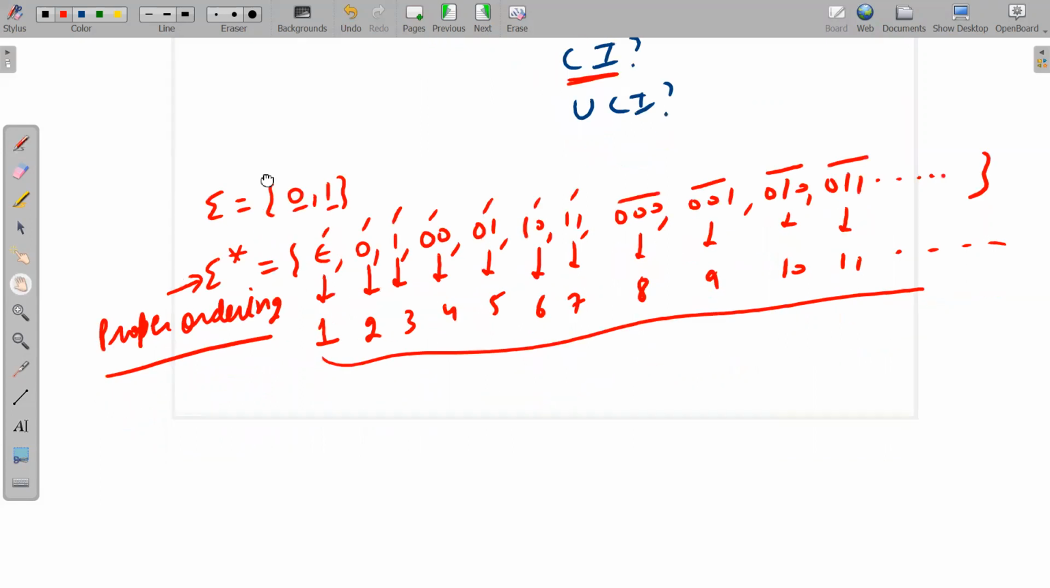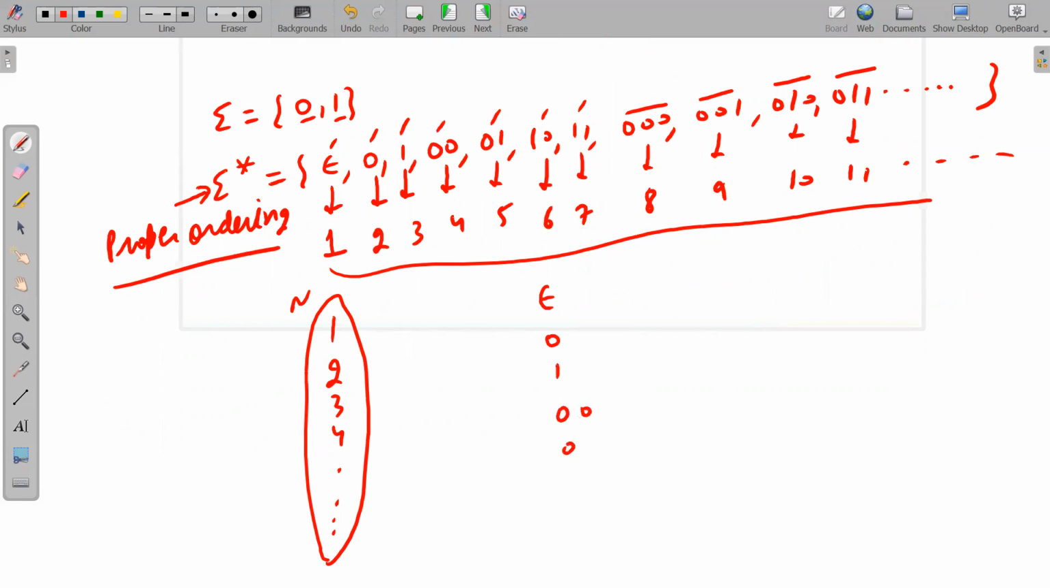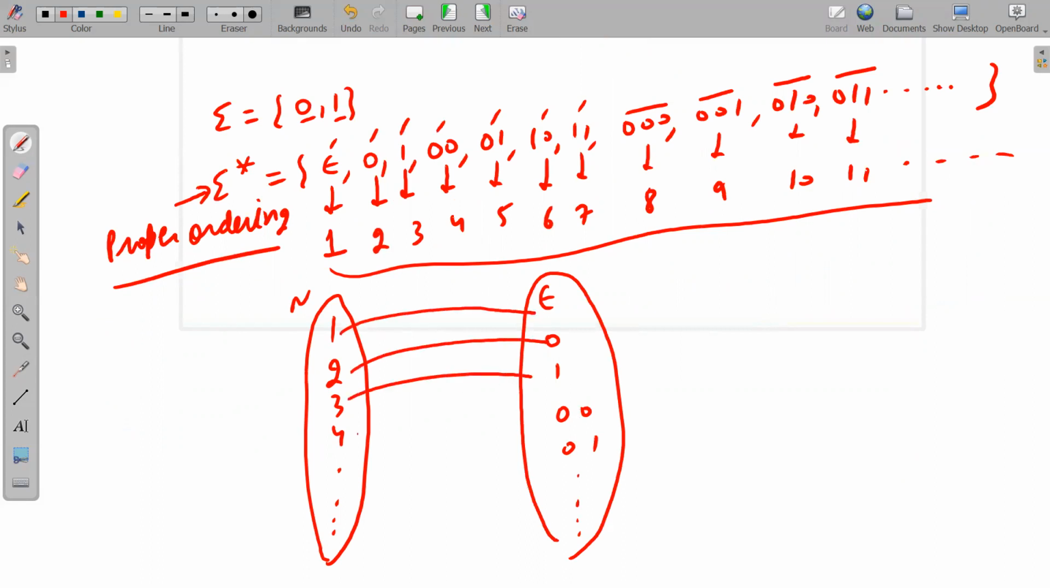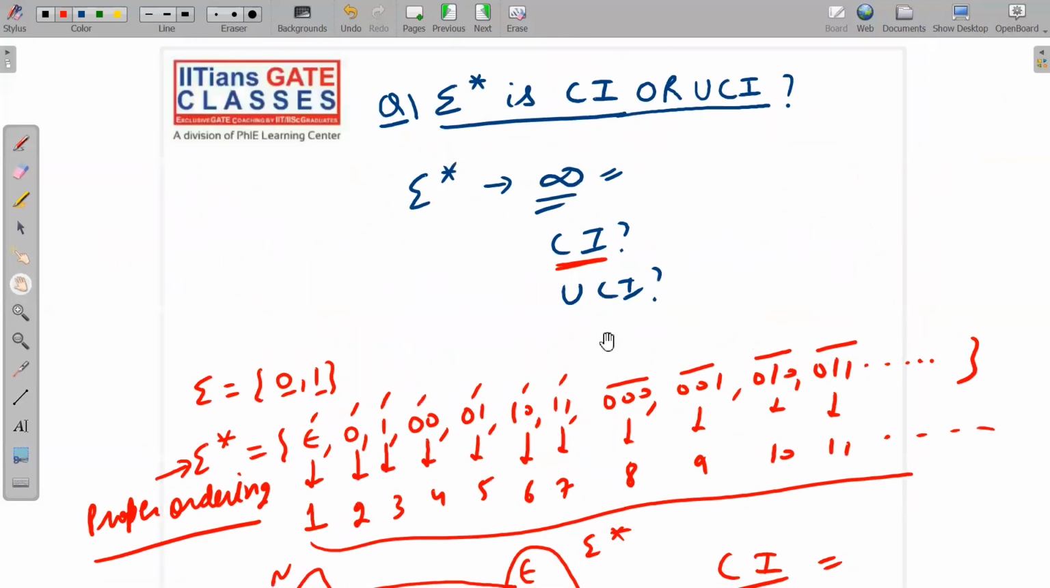Pictorially I can say it like this: 1, 2, 3, 4, dot dot dot up to infinity. This is your natural number set, and your sigma star will be null, 0, 1, 00, 01, and so on. So 1 will be mapped with null, 2 with 0, 3 with 1, 4 with 00, and so on. I have established a one-to-one correspondence between the natural number set and sigma star. Hence, this will be countably infinite. Please try to remember this fact: sigma star is countably infinite.